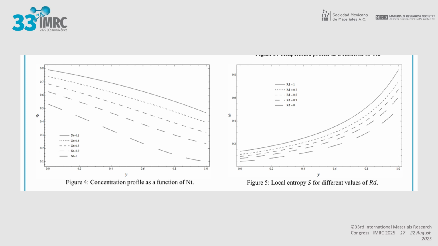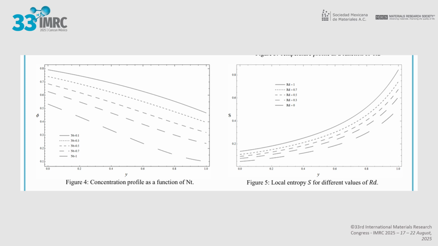Figure 4 shows that as the thermophoresis number Nt increases, the concentration of nanoparticles in the hybrid nanofluid decreases throughout the entire domain. This behavior is due to the fact that a higher Nt intensifies the thermophoretic effect, that is, the transfer of nanoparticles from high temperature regions toward colder regions. This migration reduces the amount of nanoparticles locally, causing a decrease in nanoparticle concentration.